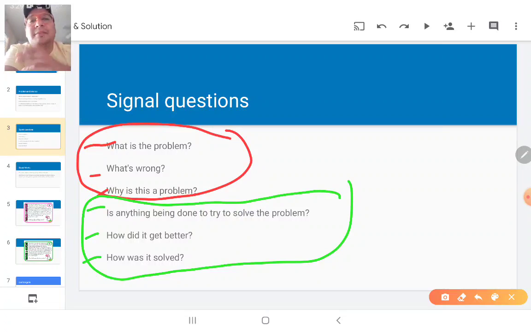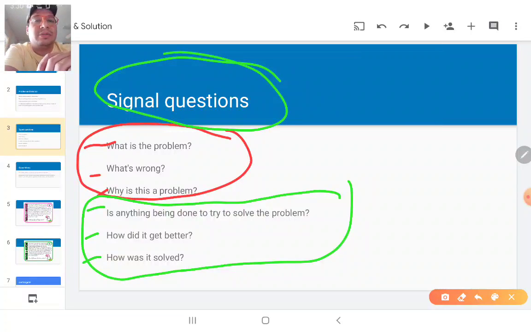Because everybody knows what problem means. Problem is something that is wrong, right? Something that you're trying to solve. And a solution, of course, is the answer to that problem, right? So those are the main signal questions we could ask ourselves when it comes to trying to identify what a problem is and what the solution was to that problem or to that reading that we had, okay? We're gonna go to the next slide.